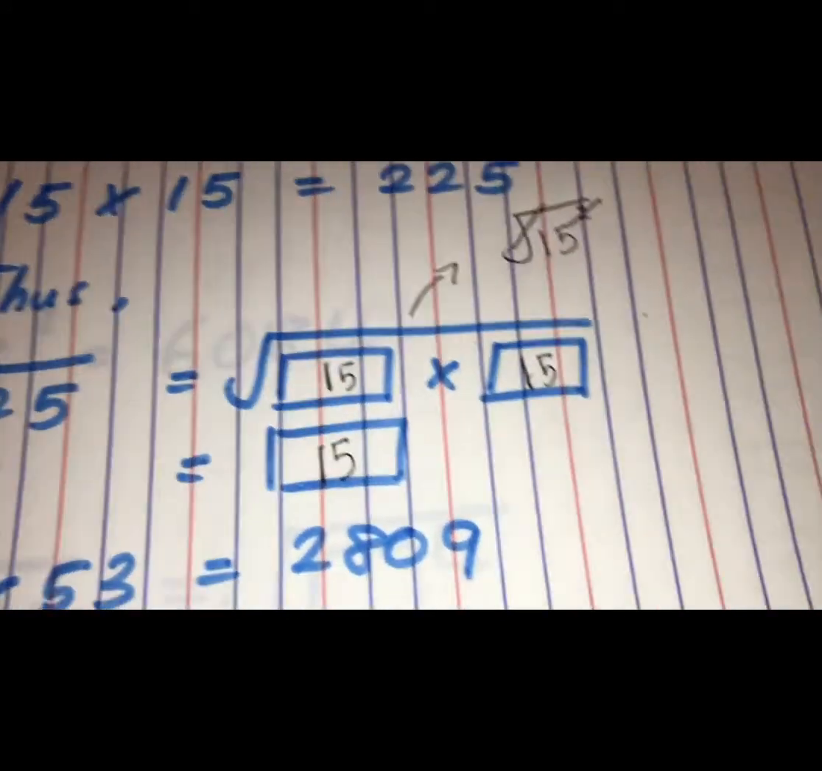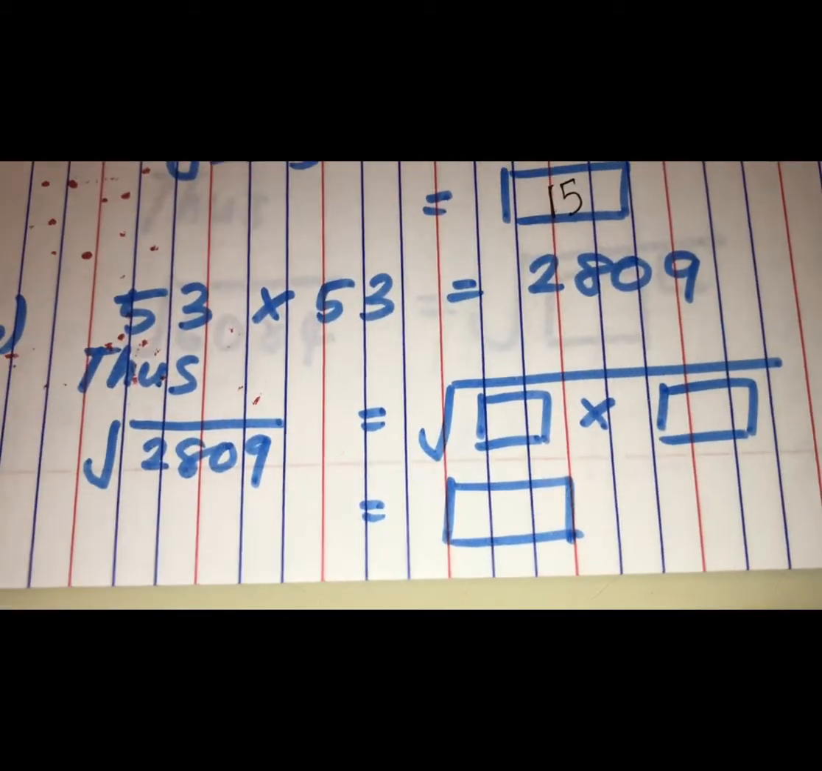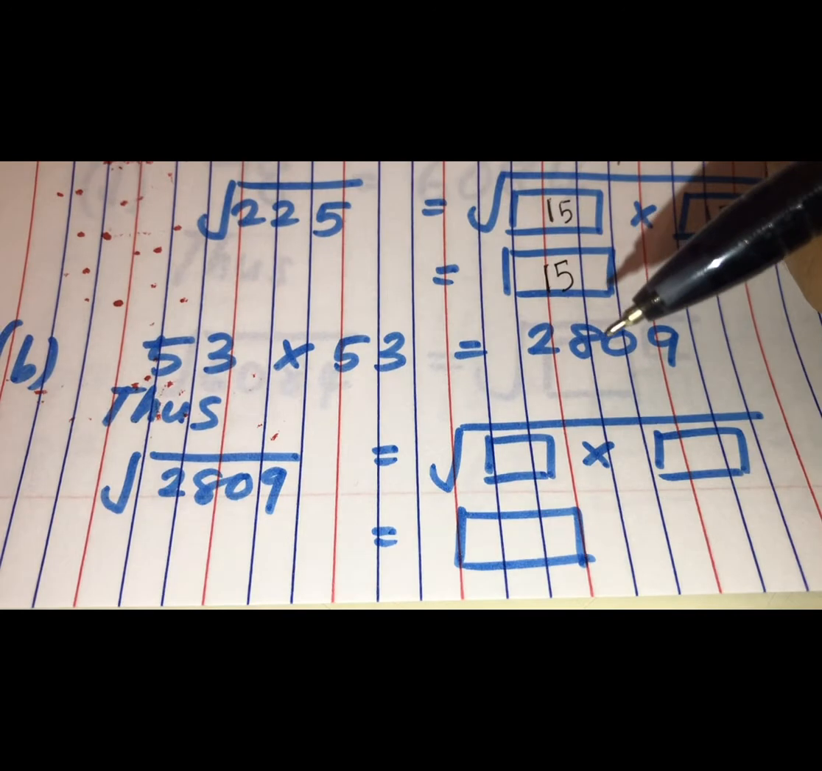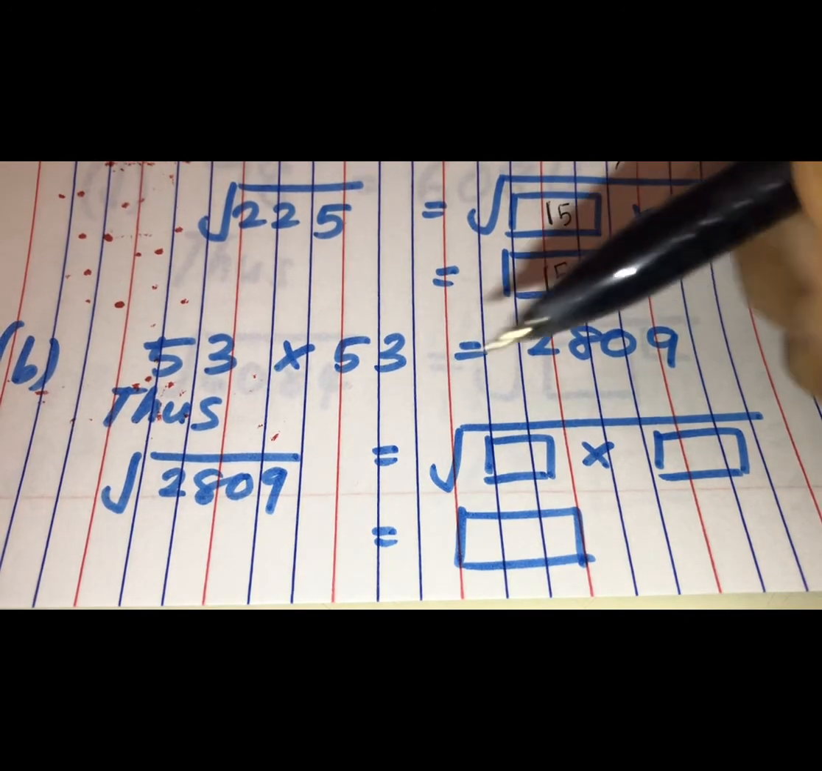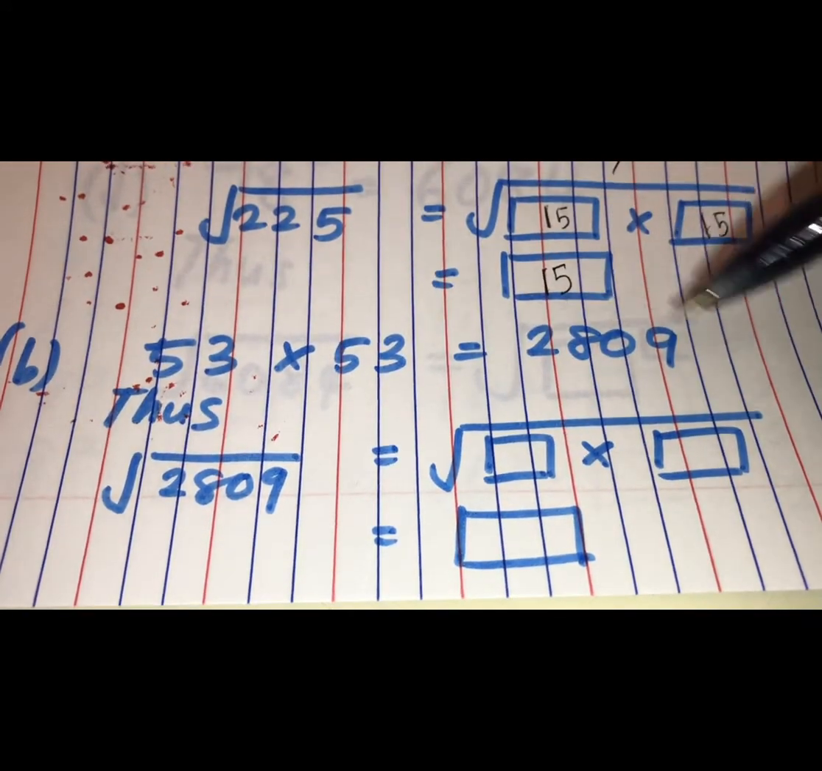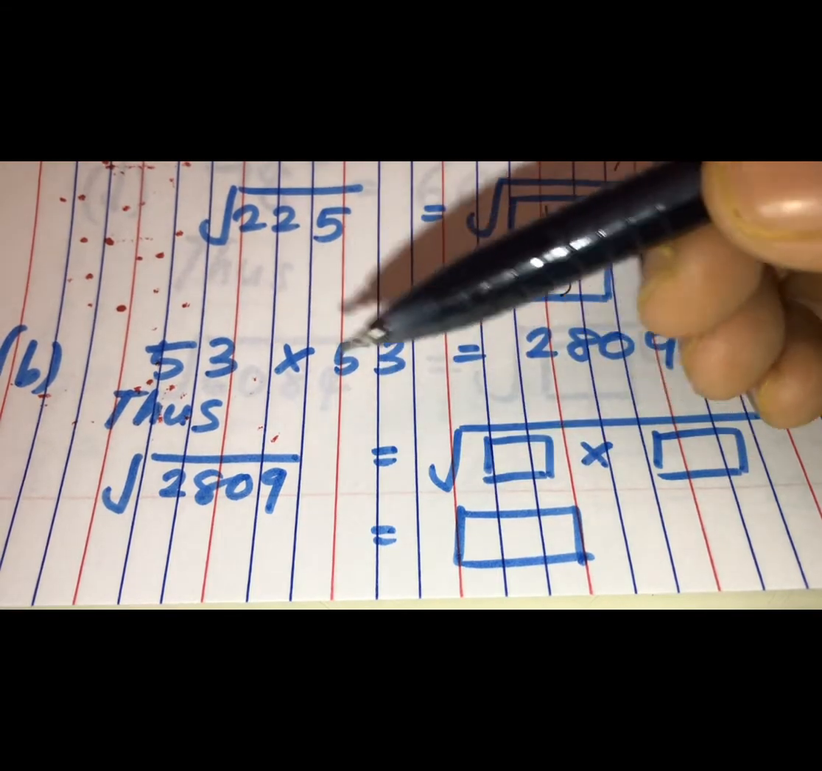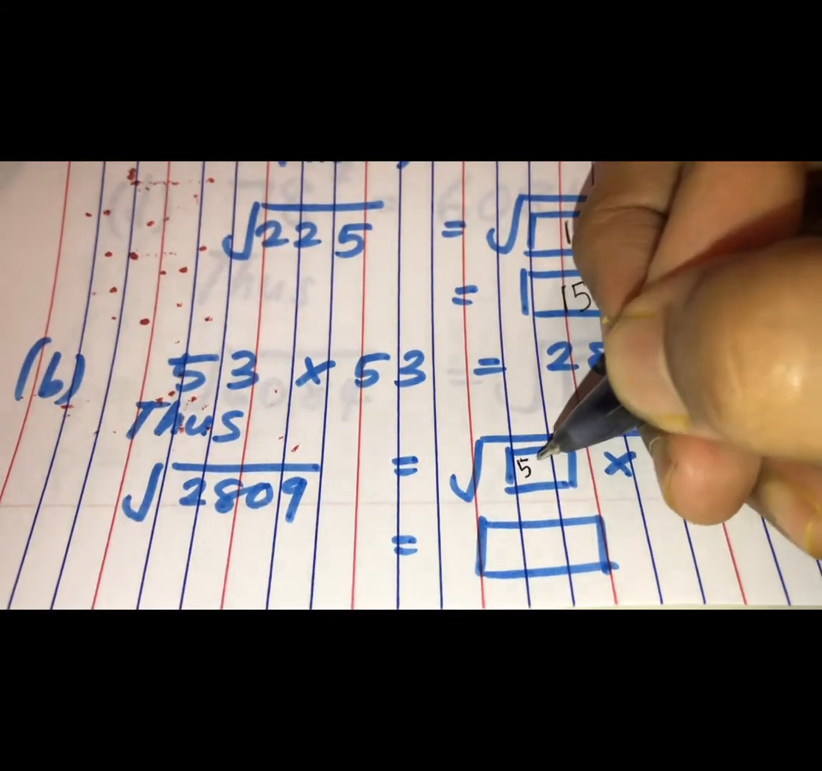Okay, so question B, 53 times 53 equals 2809, thus the square root of this one, 2809, equals 53 times 53.